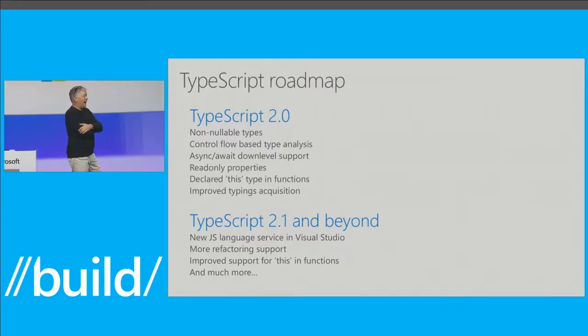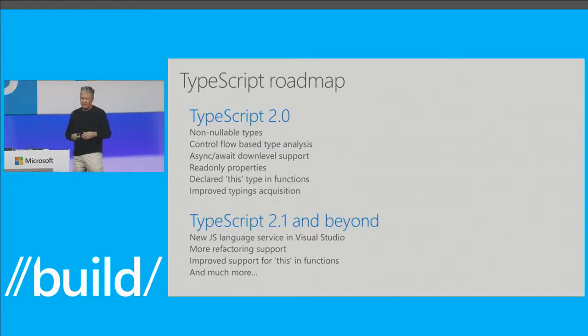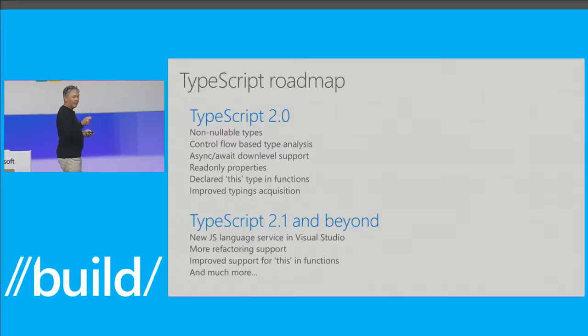We're also adding control flow-based type analysis. I'll show you what that is. We're adding down-level support for async await. That's a big work item because it requires us to rewrite our entire emitter backend, because we need to do some pretty complicated source transformations in order to support async await on ECMAScript 3 and 5, which doesn't have generators.